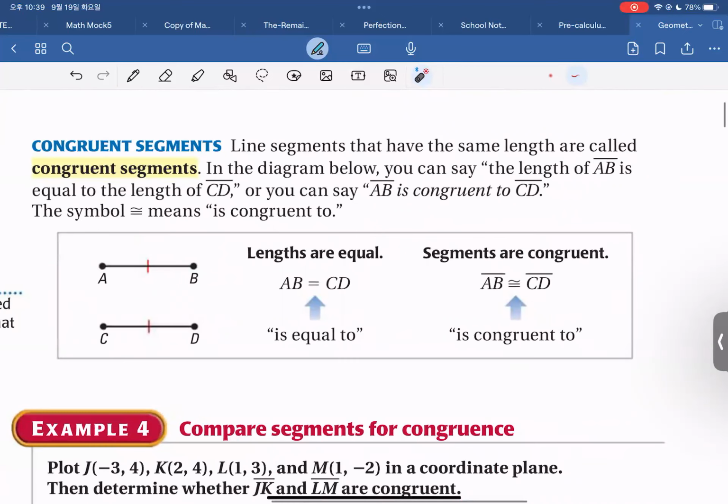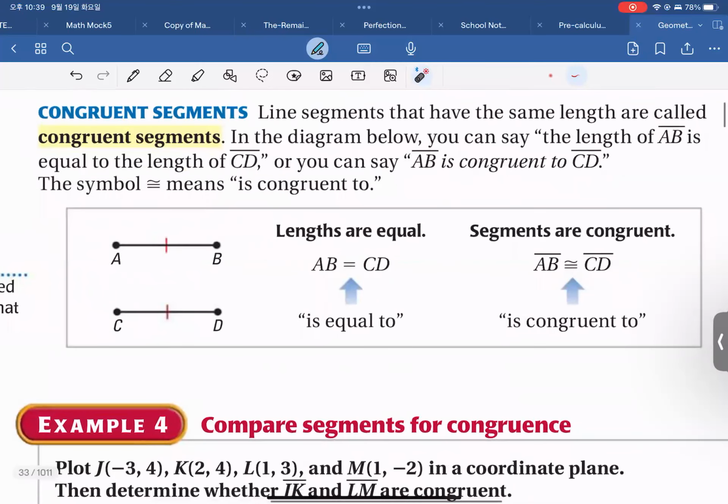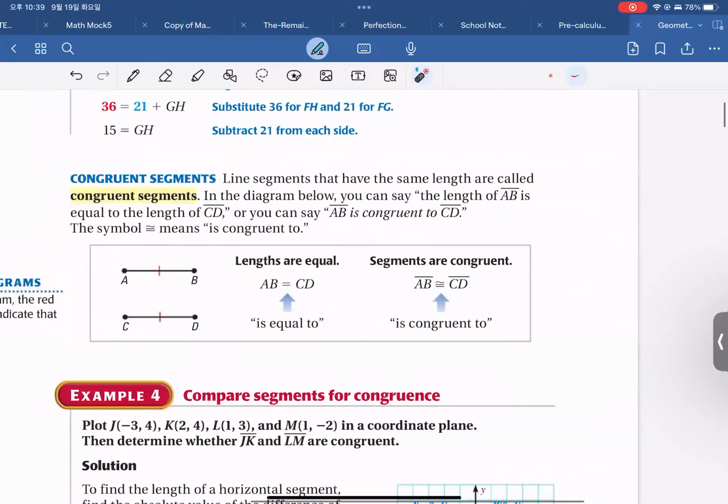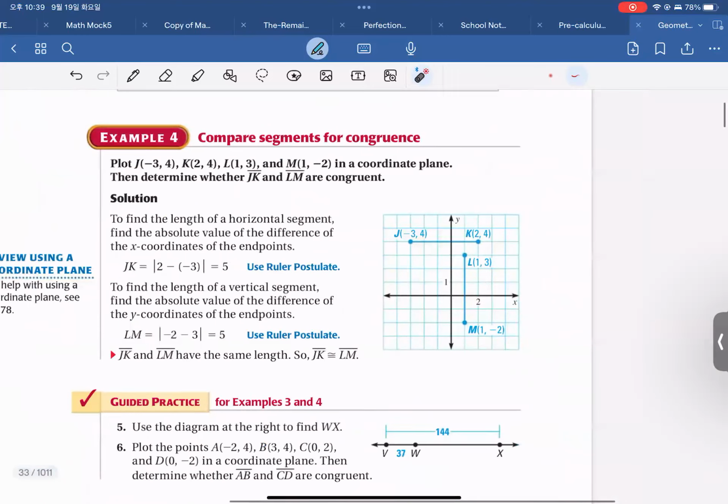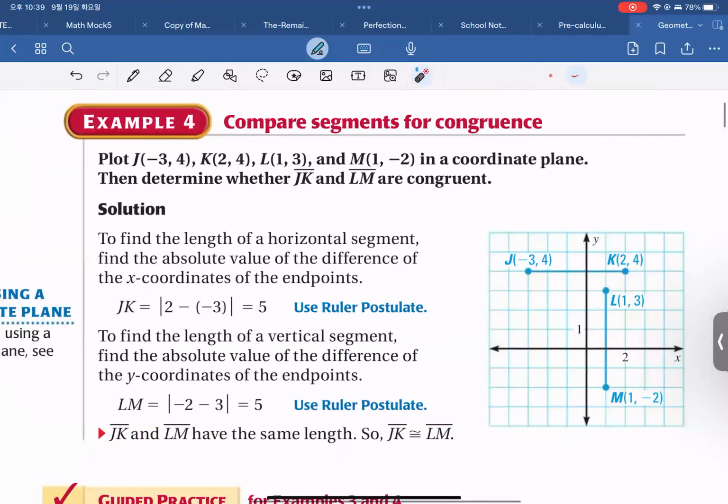Although congruent and equal are pretty similar, theoretically there's a huge difference between congruence and equality, and you'll see that later on while doing proofs. But it's basically the notation that comes from it, right? Equal is just equal, and here it's a congruent sign, and the segment is the key thing to notice. But let's move on to the last example for comparing segments for congruence.